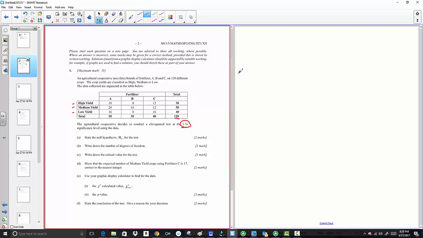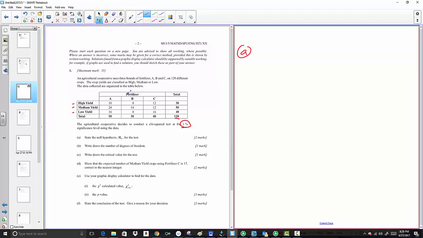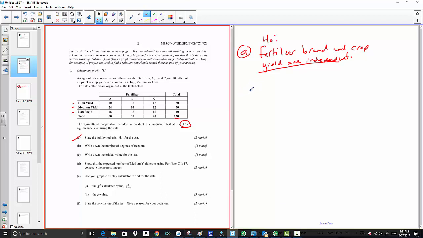All right. It says here, state the null hypothesis for this test. All right. So the standard null hypothesis is saying these two things are independent: the fertilizer brand A, B, and C, and the crop yield. Okay. So we're going to say fertilizer brand and crop yields are independent. That's it. Independent. That is our null hypothesis, is what we call it, right? That is our null. So that's just part A. It's done. It's an easy 2 marks, okay? Don't leave it on the paper. Put it on your answer document, all right?